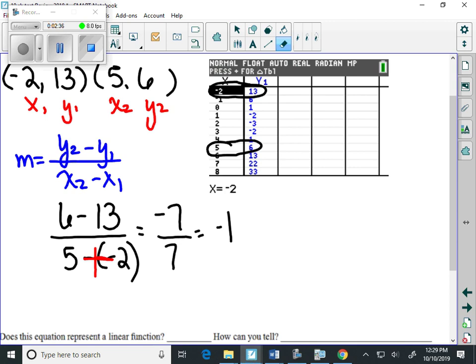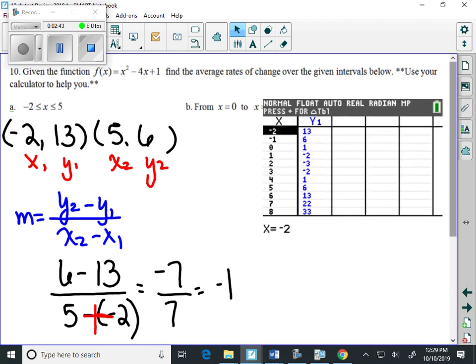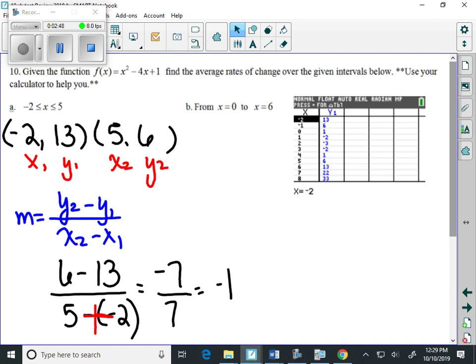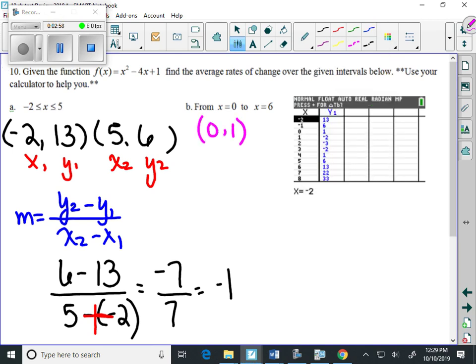Since we've got the chart up here, let's see if we can figure out b also. And we want to go from 0. So we're still looking at the same screen on our calculator. So it's 0, 1, and 6, 13. Just looking straight off our calculator, and we're filling in. Here's x1 and here's y1. There's x2 and y2.